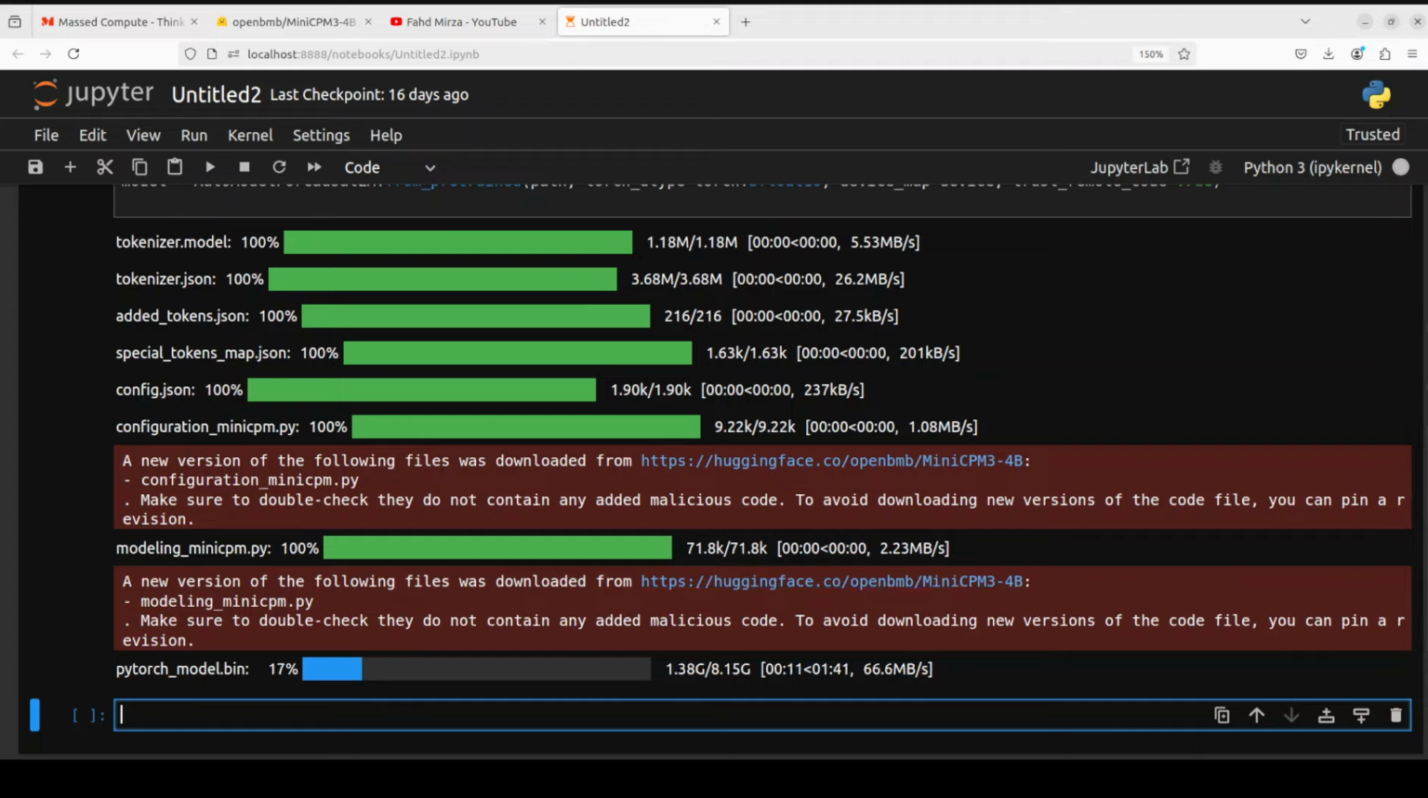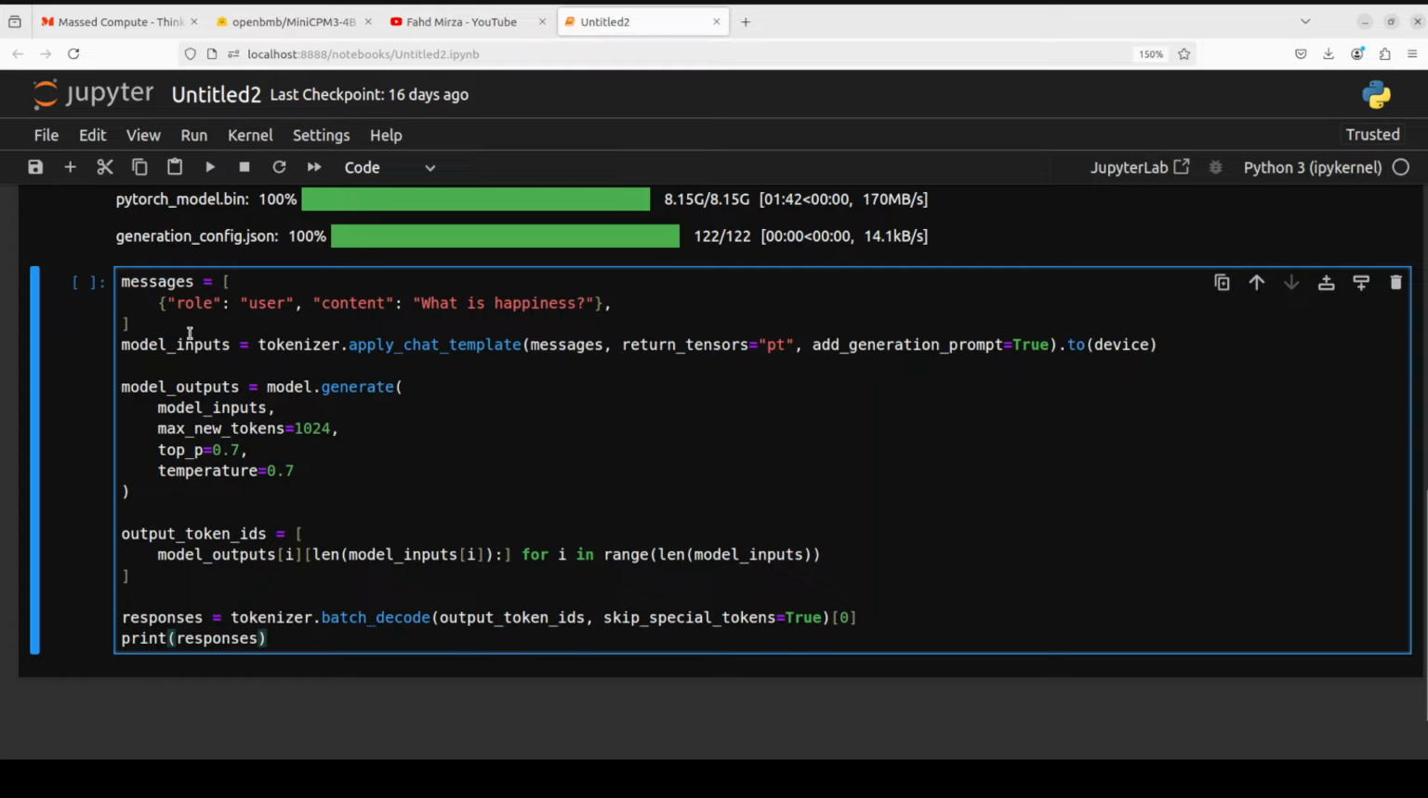And the model is downloaded with the tokenizer. And now let's try out the inference on it. So it's the usual stuff. I'm just asking it what is happiness in the prompt, and then we are tokenizing it with the help of this tokenizer, and then we are generating this output from the model with these hyperparameters, and then decoding the output back and printing it out.